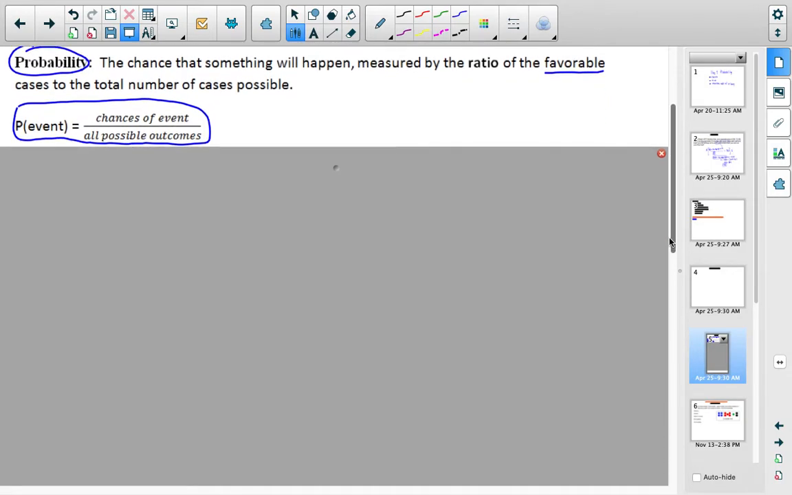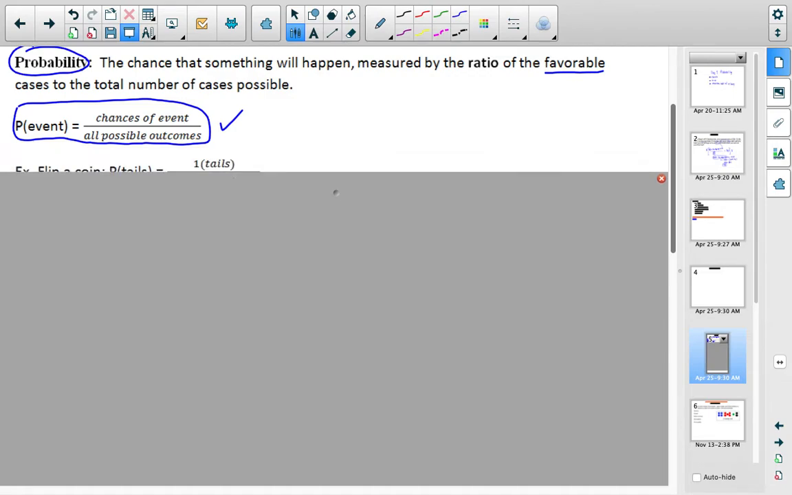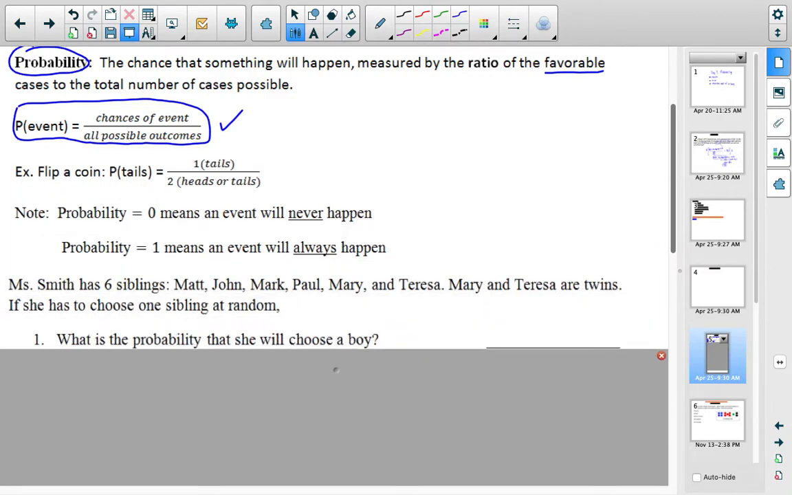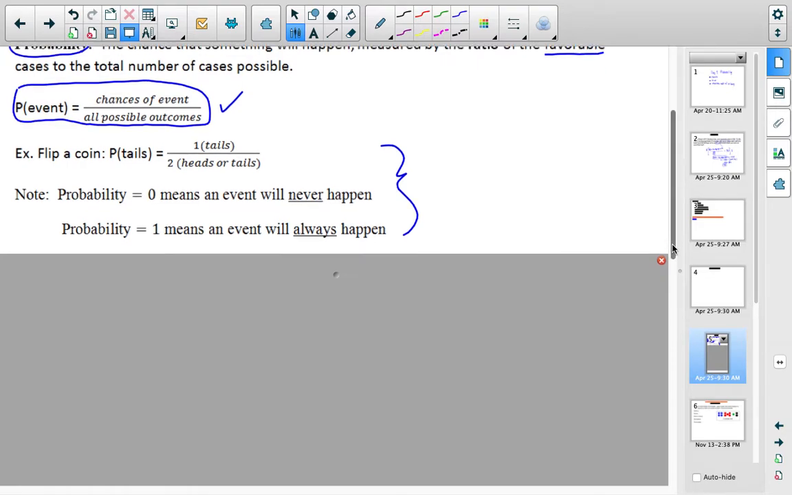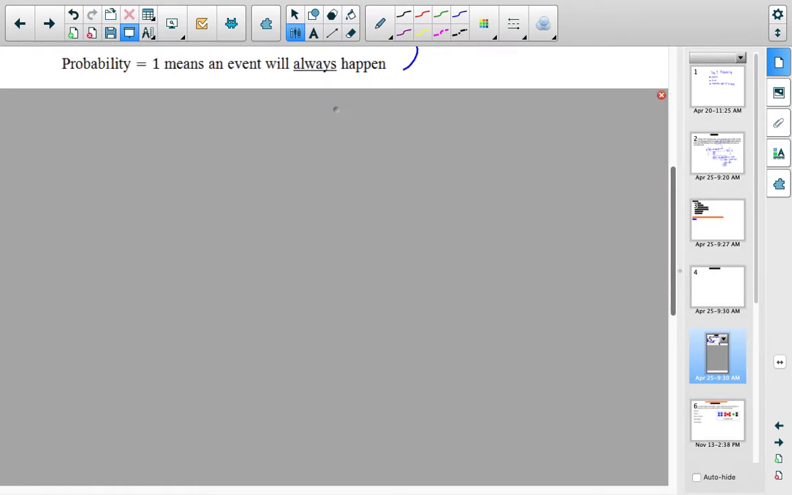So that's what I really want to focus on today: the probability of an event happening. My numerator is the chances of the event, and the denominator is all the possible outcomes. Okay? So I'm going to show you some more definition stuff, and you can hit pause and write this in your notes if you want. Just an example with flipping a coin and getting tails. And then let's just try a few, and then we'll move on to the next slide, and that'll be it.